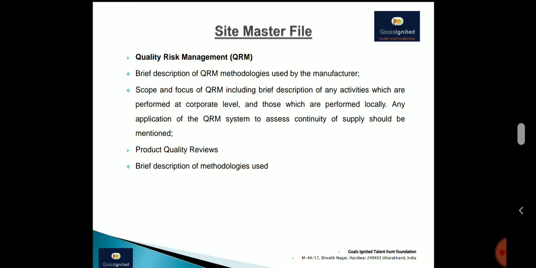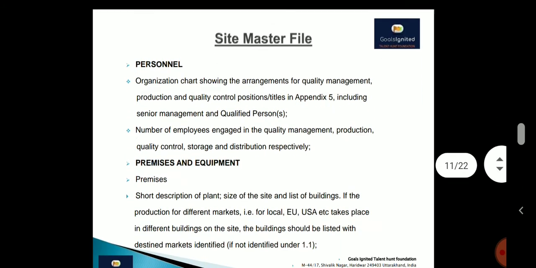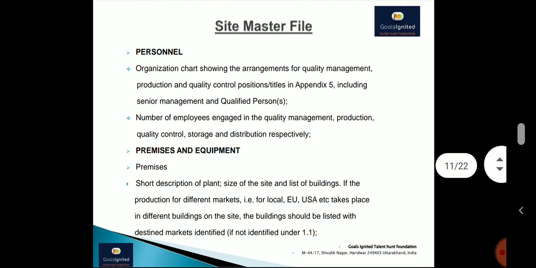Then the personnel, as I told, the personnel organization chart needs to be there, the hierarchy level from the top level to the middle level, everything needs to be mentioned there. The personnel details are required with the competency criteria and the experience mentioned in the site master file. Then premises and equipment: premises, a short description of the plant size and of the site, and a list of the buildings need to be mentioned in the site master file.